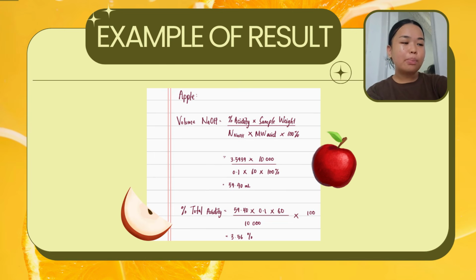Next, which is apple. This is the same formula for calculating the percentage total acidity, just like the pineapple. So the percent acidity we got is 3.5939, which is the average of the replicates of apple, times 10,000 divided by 0.1 times 60 times 100, and we will get 59.40 ml. And then we just put the volume of sodium hydroxide into the percentage total acidity equation, just like the previous calculation, and we will get 3.56%.